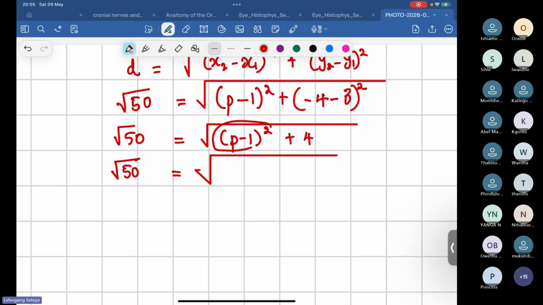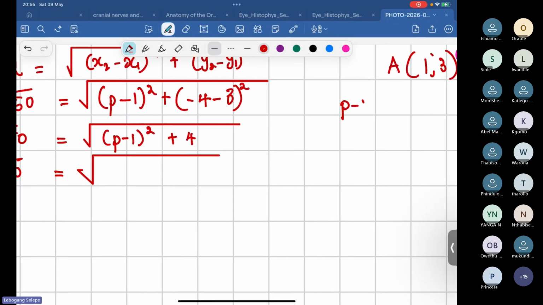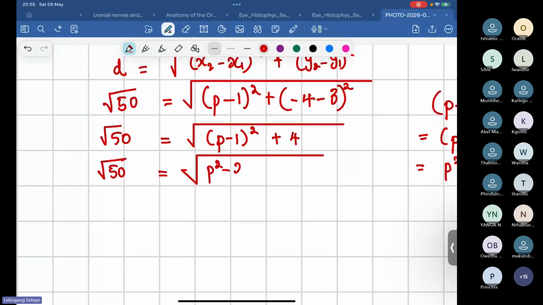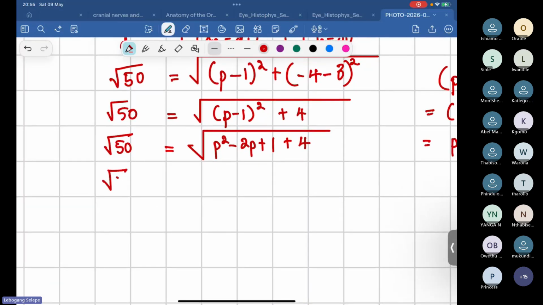So now we're simplifying p minus 1 squared. Remember that, just to show you, p minus 1 squared is the same thing as p minus 1 multiplied by p minus 1, which is going to give us p squared minus 2p plus 1, if you simplify it. So this is going to be p squared minus 2p plus 1 plus 4, which was originally inside the bracket, right? And then 50 is equal to, we are simplifying what is inside the bracket. We have p squared minus 2p plus 5.